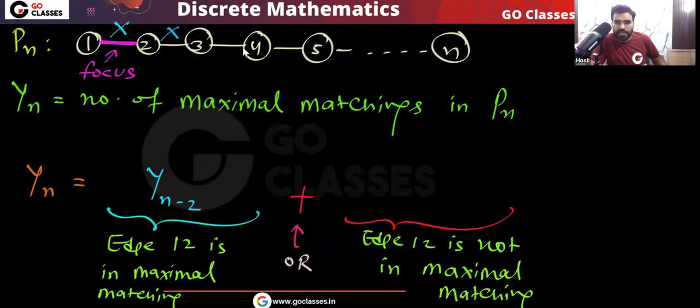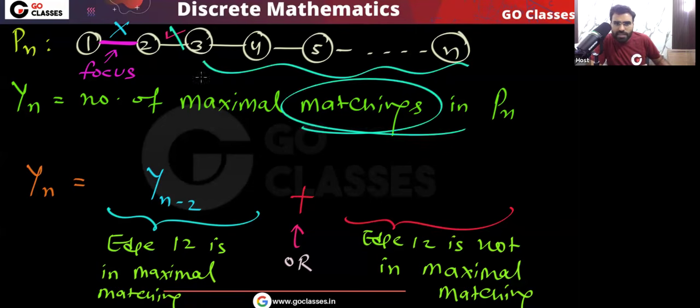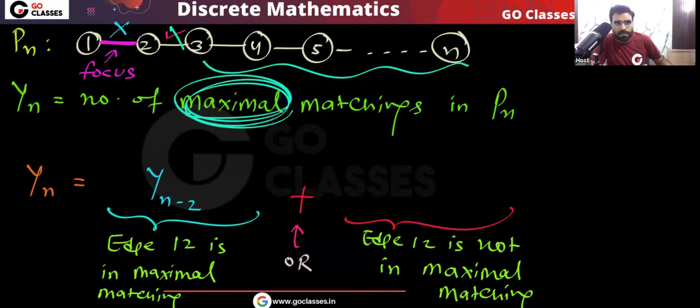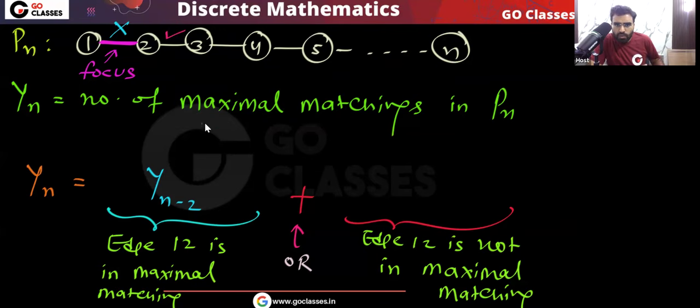So what I am saying is that if you don't take this edge 1, 2 in the maximal matching, then it is necessary that you must take this edge 2, 3 in the maximal matching. Because if you don't take it, and then if you create the matching in the remaining graph, then that will not be maximal. Okay. So to find maximal matching, remember, if you don't take this edge 1, 2, then definitely this edge 2, 3 you must take. So you can see here, this implies this. I hope you understood this point.